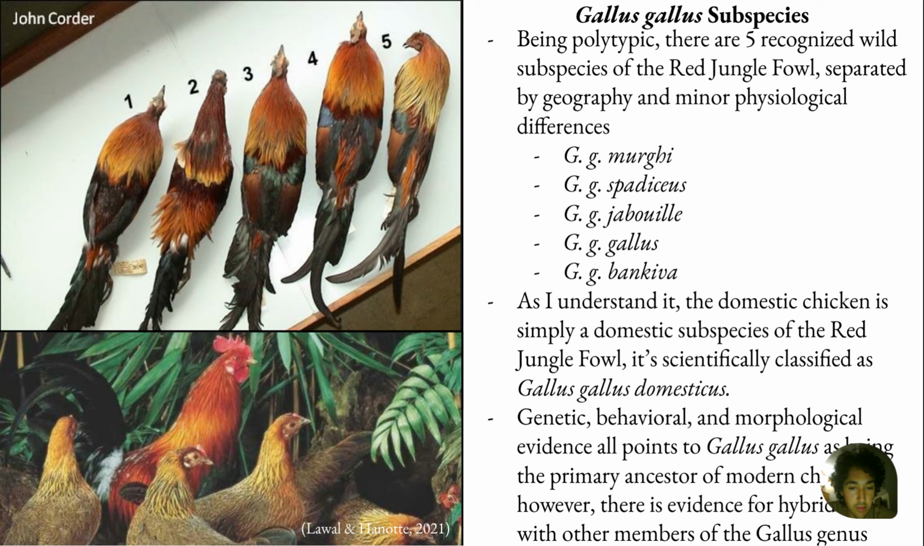So genetic, behavioral, and morphological evidence all points to Gallus gallus as being the primary ancestor of modern chickens. However, there's evidence for hybridization with other members of the Gallus genus. I think most significantly, the gray jungle fowl, which is from India, it has yellow skin, and some chickens today have yellow skin, among other different colors like black and red. So some people think that this yellow skin trait came from the gray jungle fowl.